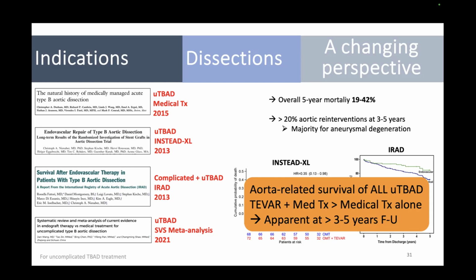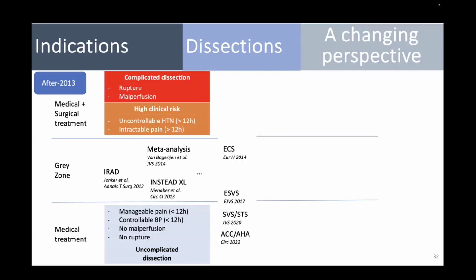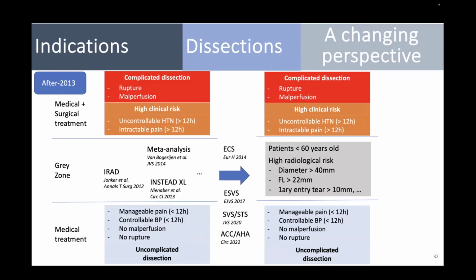But should we treat all the uncomplicated type B dissections with TEVAR? Certainly not. And this is where we have a big debate right now. What we know from the guidelines is from these studies that were published, the ESC, the ESVS, the SVS and the STS started publishing guidelines with different criteria that could be a gray zone for the analysis of whether you should treat with TEVAR or continue with medical therapy.